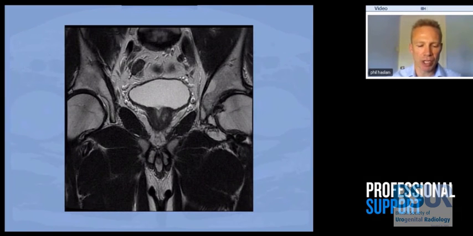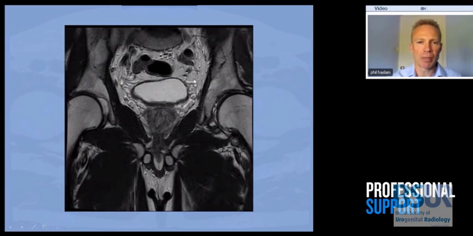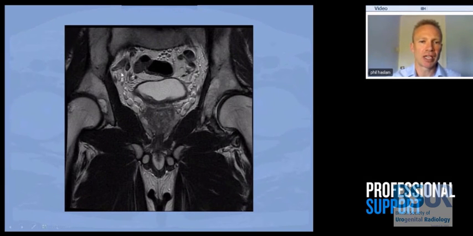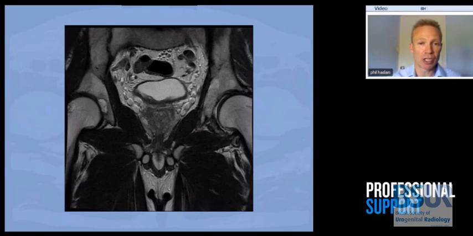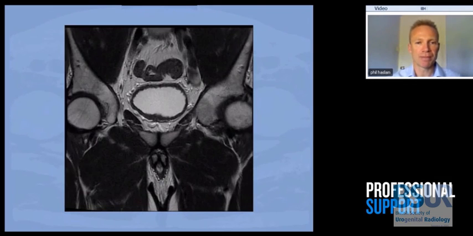Now, just whilst I've got this coronal scan up, this is a very good way to look for lymph nodes. This is a very good place to look for internal iliac nodes at the bifurcation, which you'll see here. And this is a scan I pay a lot of attention to when I'm looking for lymphadenopathy.